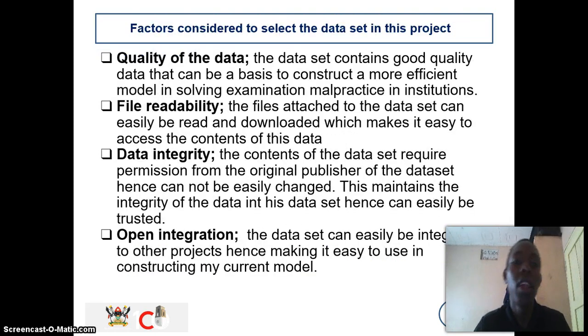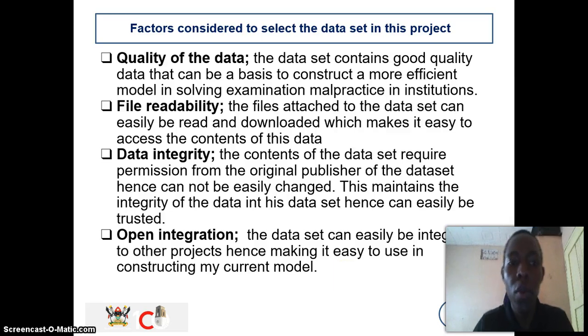So let us look at the factors we can consider to select a dataset that we are going to use in this project. We have the quality of data. To construct a well and properly working efficient model, we need good quality data, and this can help us in constructing a model that is more accurate and efficient.